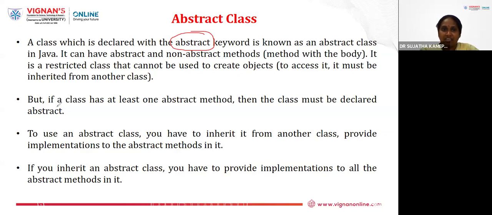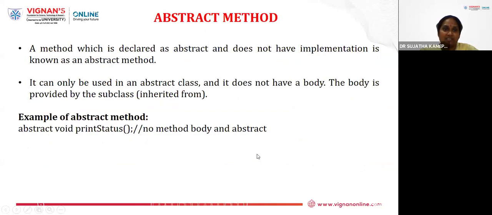Right. Now, if a class has at least one abstract method, then that class must be declared with the abstract keyword. Right. To use an abstract class, we have to inherit it from another class, and we need to provide the implementation details there. Right. Now, here you can see examples for that.